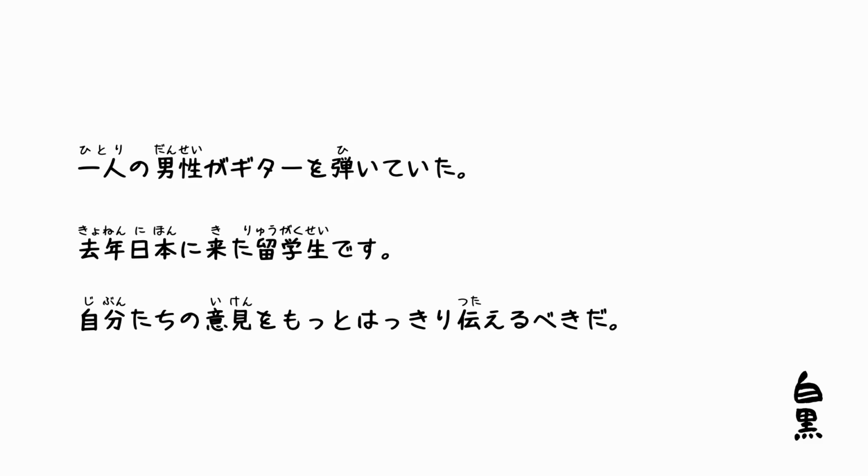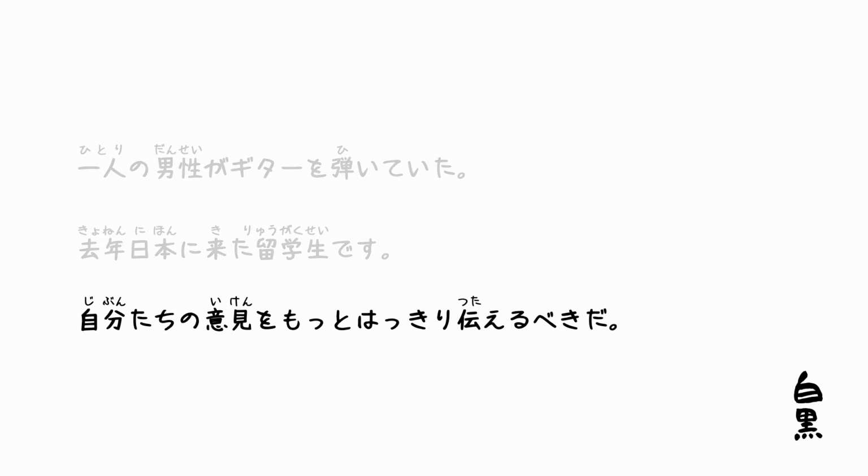Alright, the last set. 一人の男性がギターを弾いていた。去年日本に来た留学生です。自分たちの意見をもっとはっきり伝えるべきだ。The last one, 自分たち is incorrect. The suffix たち is pronounced low. And since 自分 ends with a special mora, the syllabic nasal here, 自分たち is also incorrect. The correct pitch accent is 自分たち.